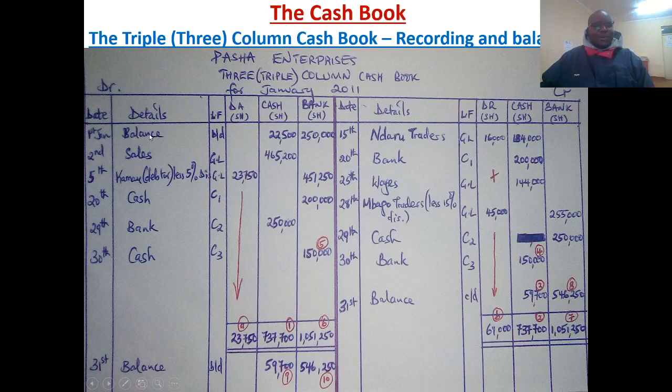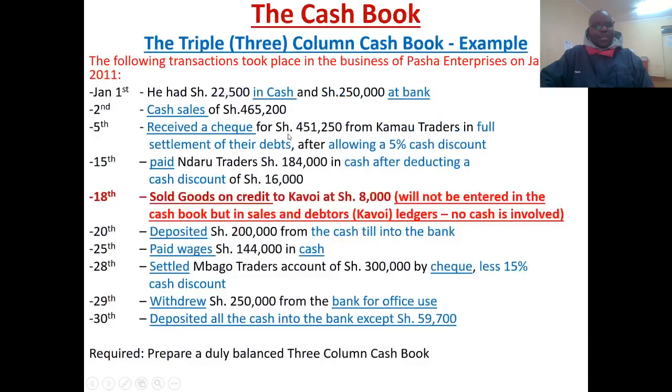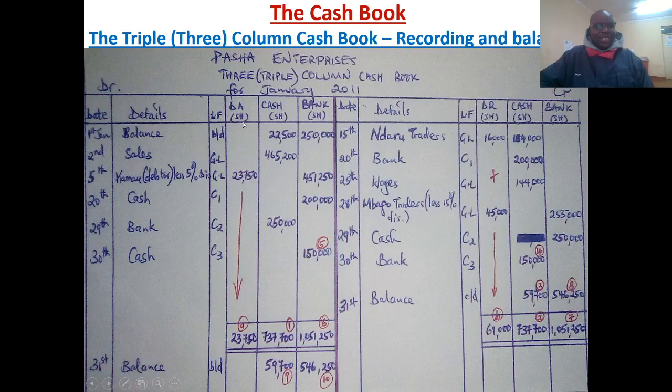1st January, balance brought down from December 2010. Cash 22,500. The money at the bank 250,000. On 2nd, they made cash sales of 465,200. When they sold goods on 2nd, they received cash equivalent to 465,200, recorded in the cash column.